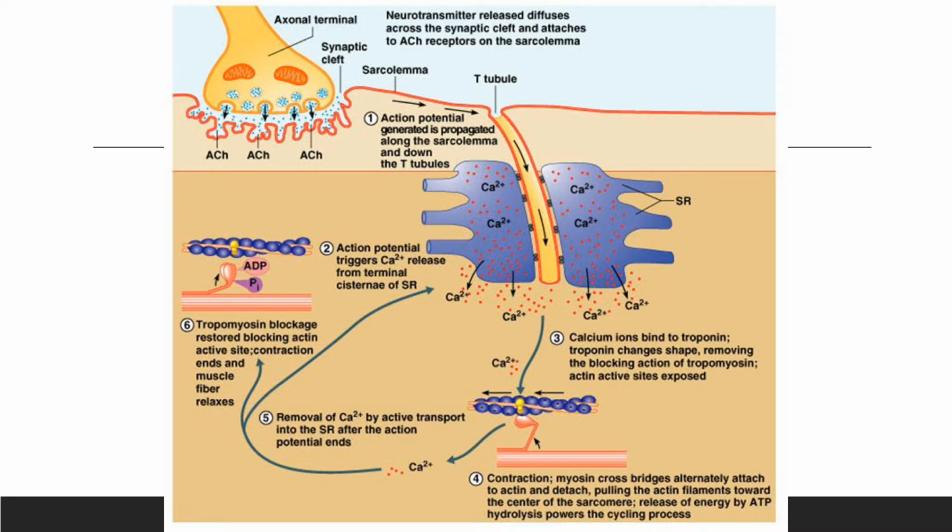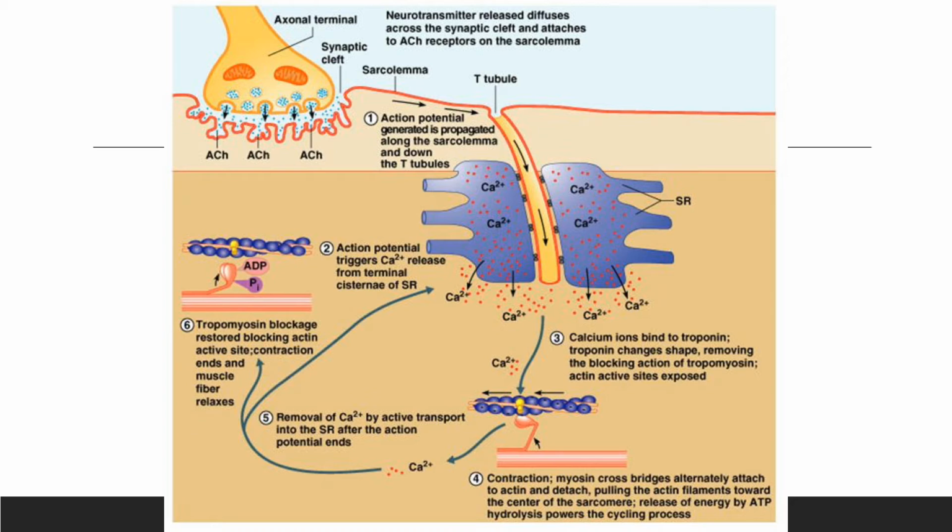When it does that, the myosin head, which looks like it's right above the number 4 step, looks like a little head of a golf club. When that attaches to the actin, it'll do what we call a power stroke and pull the actin past it to allow the actin filaments to slide past the myosin, and that will shorten the muscle and cause contraction of the muscle.